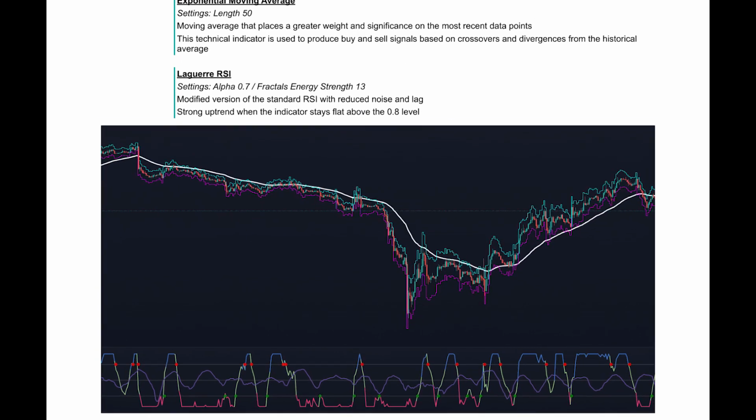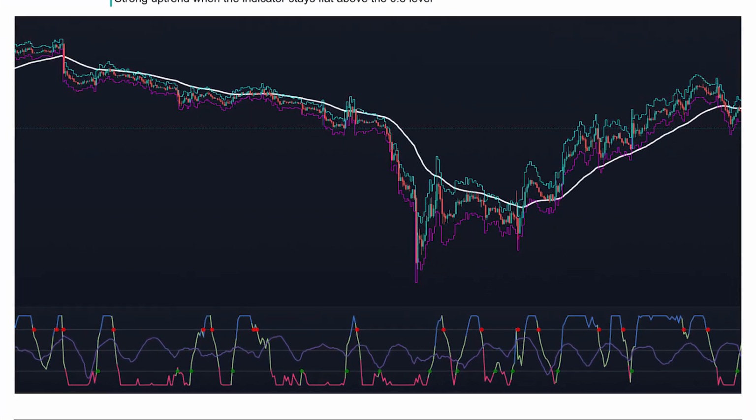So this strategy involves three trading indicators: the exponential moving average, the Laguerre RSI indicator, and the ATR stop loss indicator.